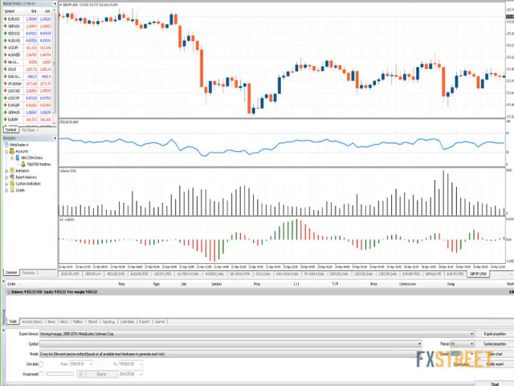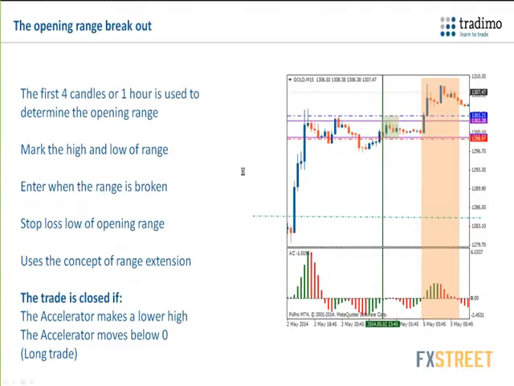Another one, guys, a way that we can actually manage trade uses box breakout. How many of you have used a box breakout before? Any of you heard of this one?